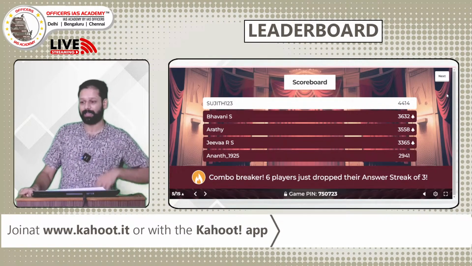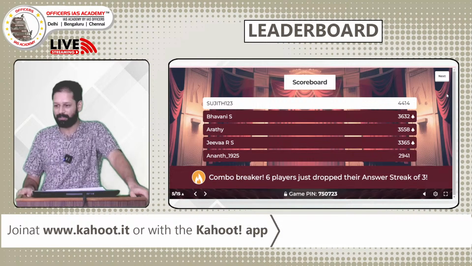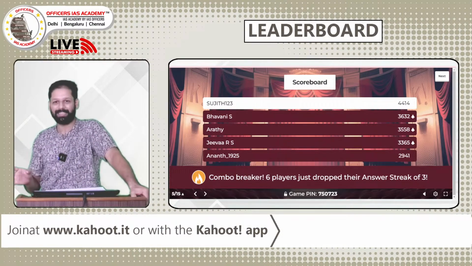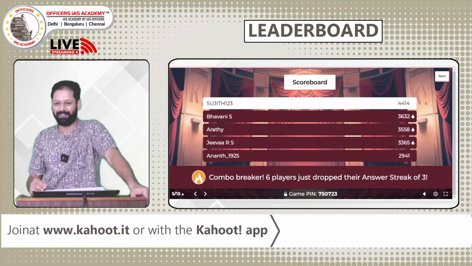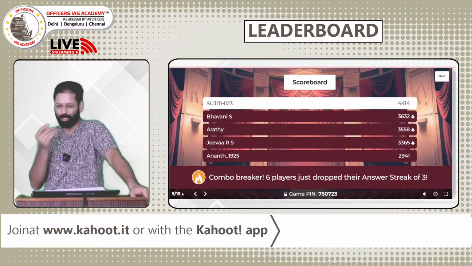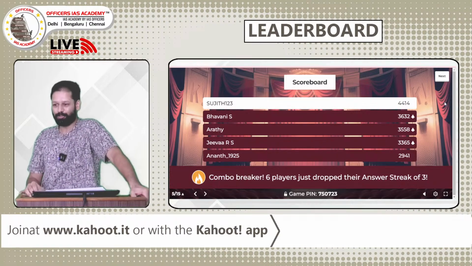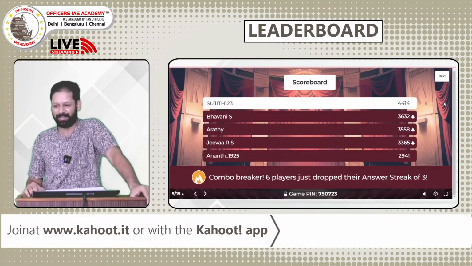We have Aarthi breaking into the leaderboard. We have Jiva. We have Anand coming into the leaderboard. Like I said, the leaderboard has completely changed. Earlier it was in a certain way. We had another Sujit, we had Joshua, we had Mani coming in, but now Aarthi, Jiva, Anand, these are new names that we are seeing. Sujit and Bhavani, you are doing consistently quite well.